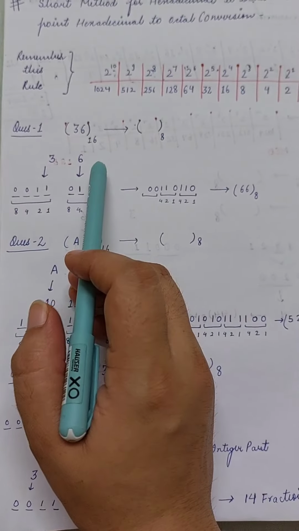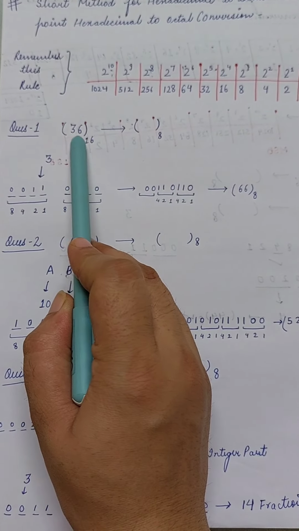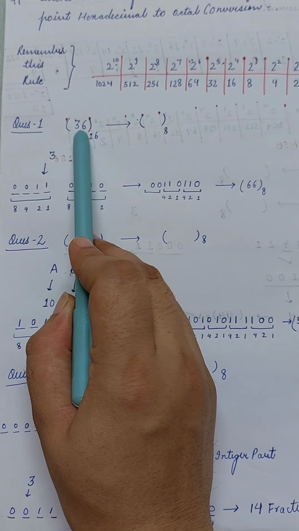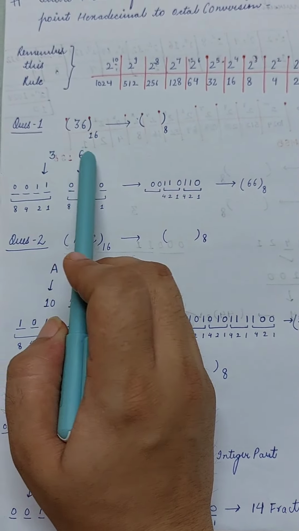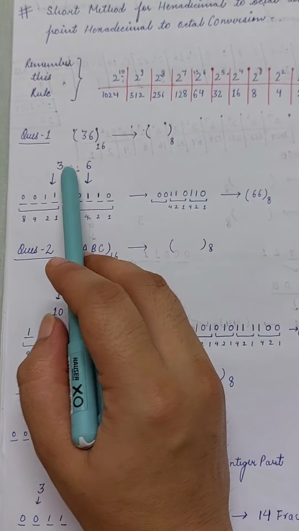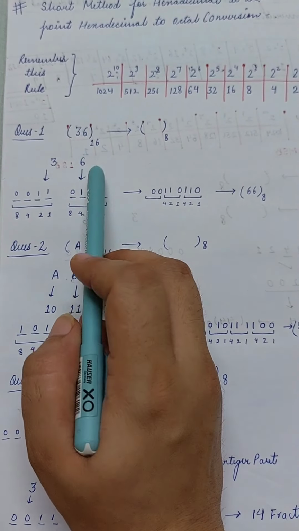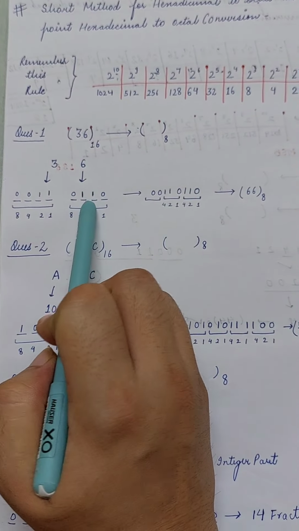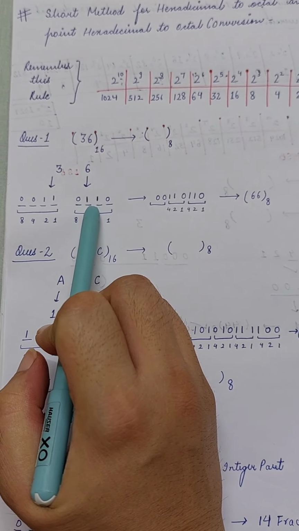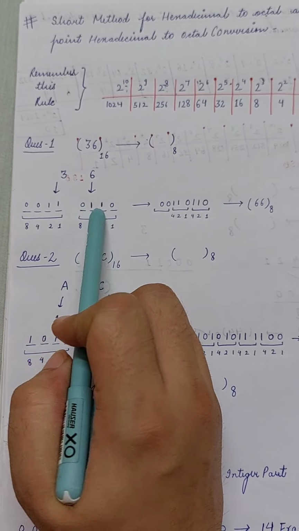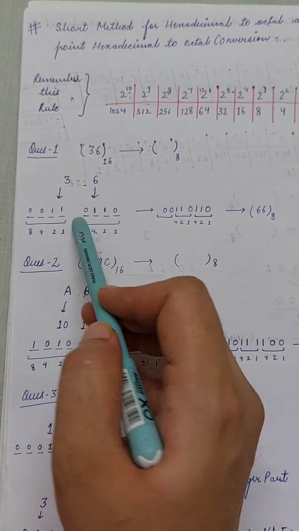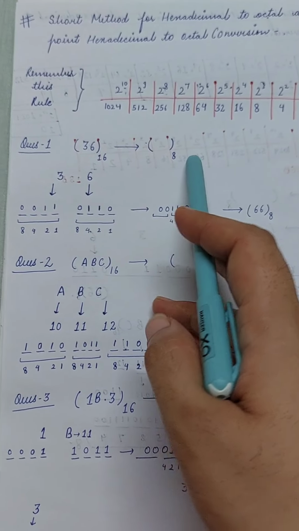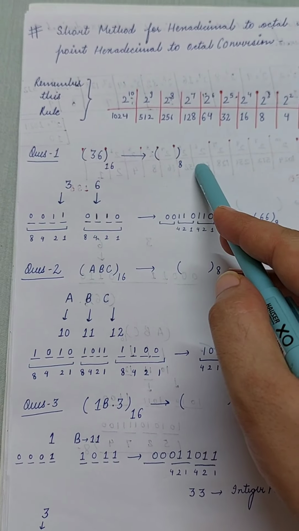Now what we will do, whenever you are given a hexadecimal number, for each digit present in that hexadecimal number, firstly separate the digits, and for each digit write its equivalent 4-bit binary number. Now a question may come to your mind: why are we writing its binary number? Because we are asked to convert into an octal number. For this you have to see the last video.